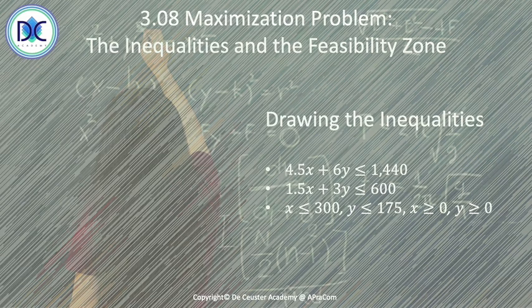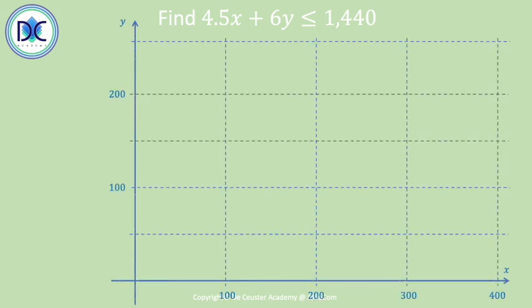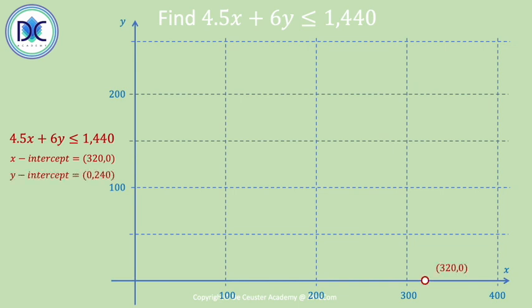So let's start by finding the feasibility zone or the acceptable zone for the first inequality. So we have our x and y graph. We're looking at the first equation, and what we're going to do first is find the x-intercept. So the x-intercept for the line 4.5x plus 6y equals 1440 is 320 and 0. We do the same for the y-intercept, and the y-intercept is 0 and 240. And now we can draw the line between those two.